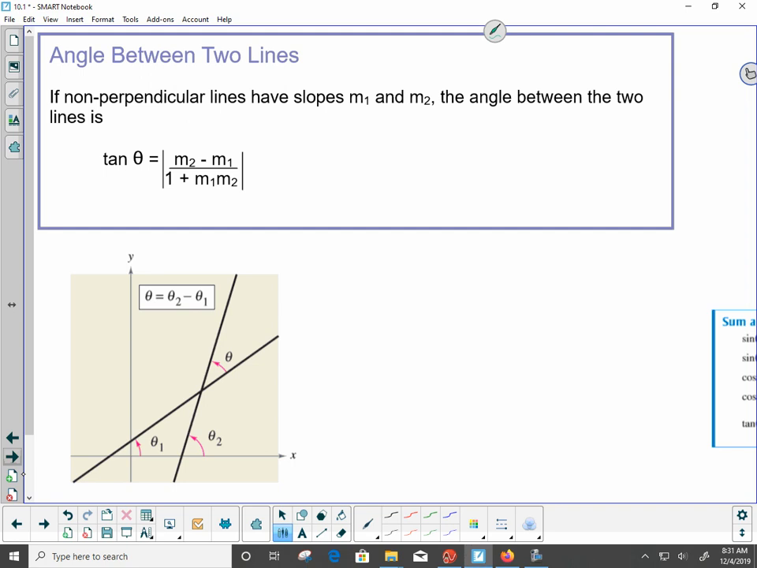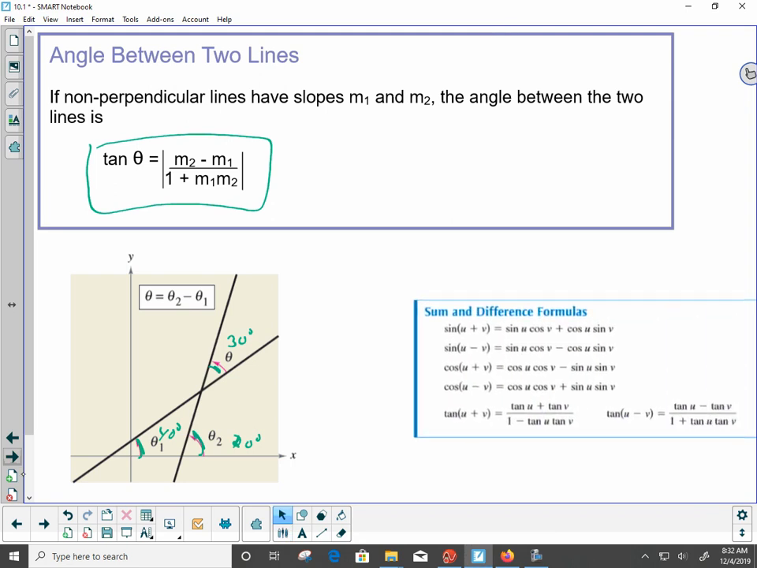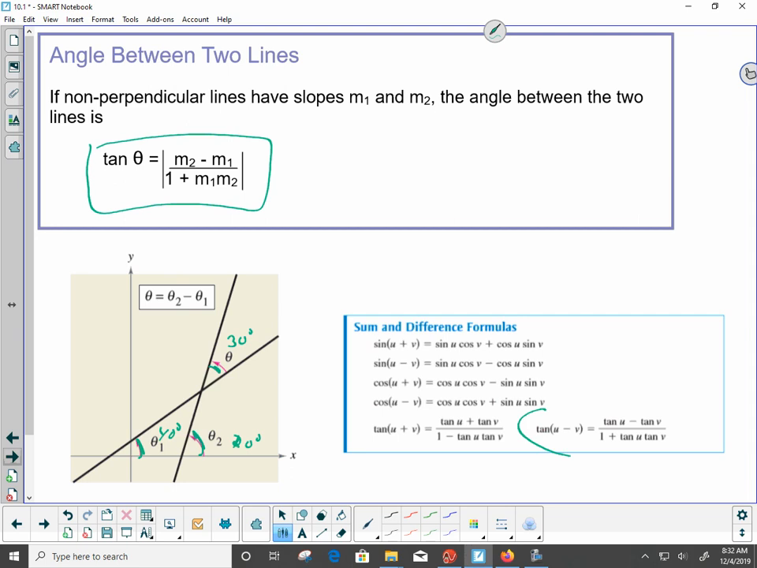Okay, the angle between two lines. So now I'm going to try and find, if I have this angle, and let's say this angle was 40 degrees, I'm just making these numbers up. Let's say this angle was 20 degrees, then this angle here, let's say 10 degrees. And this angle here would be 30 degrees. And you're going to subtract them. And this formula here should look familiar to you because last year you did these, right? It is the same thing as difference of tangents.